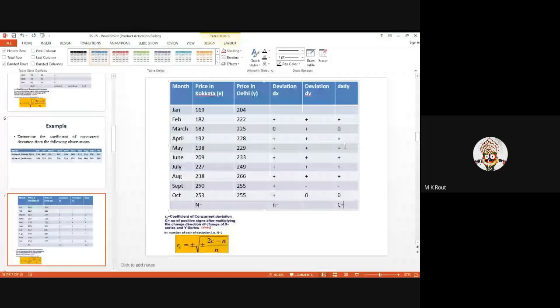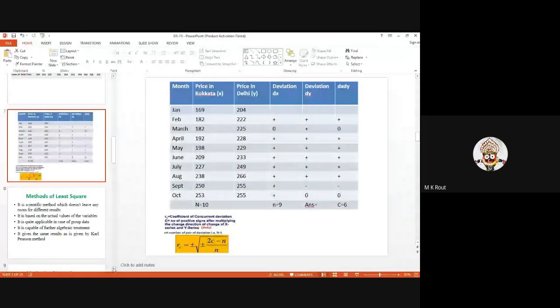What is the value of C here? 1, 2, 3, 4, 5, 6. And what is the value of N here? 10. And what is the value of small n here? 9. Okay, I just write the answer here. Better you calculate the answer. What is the answer? Final answer. 0.57. Okay, let's check.